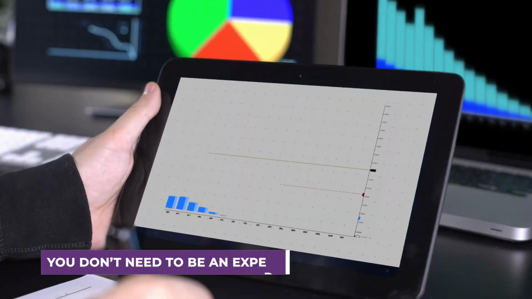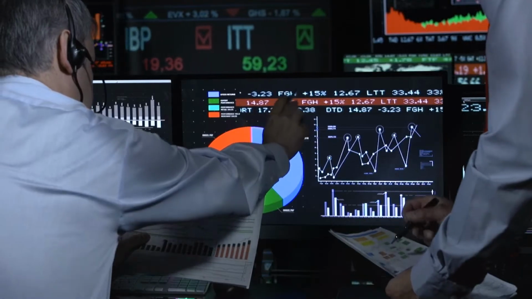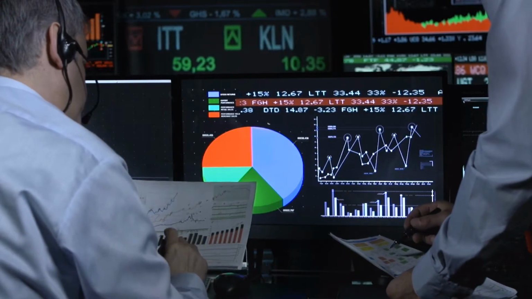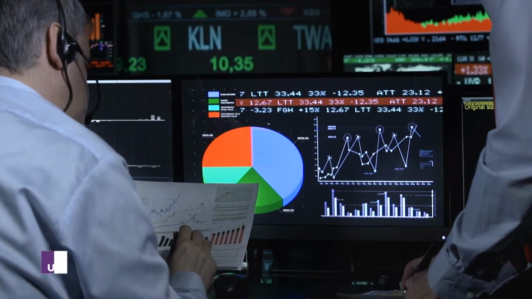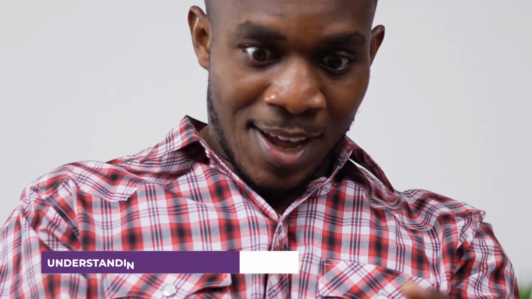You don't need to be an expert in technical analysis to start investing, and it's not required to know how to do in-depth stock trading. But understanding the basics of charts is helpful for performing better. Stock investing can help you make better decisions if you understand the underlying concepts and data about stocks.